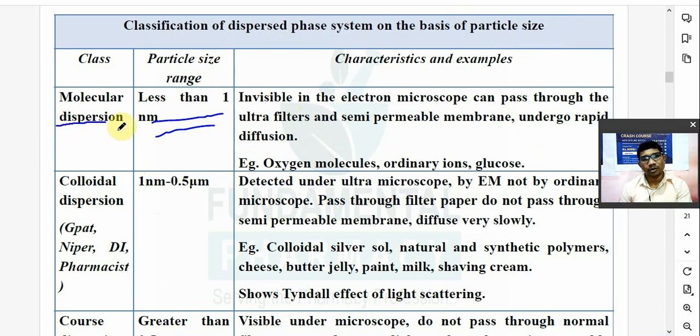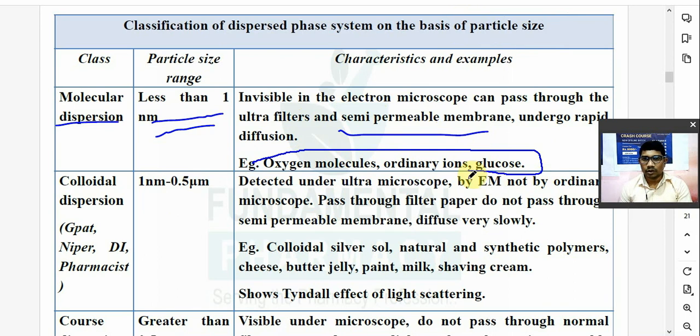Remember, a question has already come. They are invisible by electron microscope. They can easily pass through ultra filters. They can easily diffuse through semi-permeable membrane. They undergo rapid diffusion. Remember the examples of molecular dispersion: oxygen molecules, ordinary ions, glucose molecules. That will form a molecular dispersion.